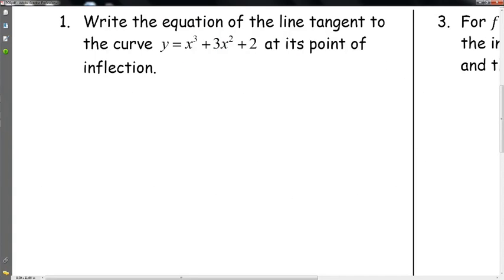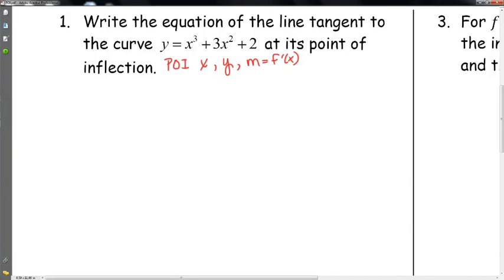Alright, first example: write the equation of the line tangent to the curve y equals x to the third plus 3x squared plus 2 at its point of inflection. So we need several things here because we're using the tangent line. We need to find our point of inflection, that's going to be our x-coordinate. Once we have our x-coordinate, we can find our y-coordinate. And then using our first derivative, we can find our slope.